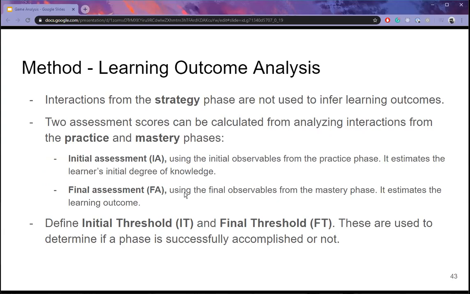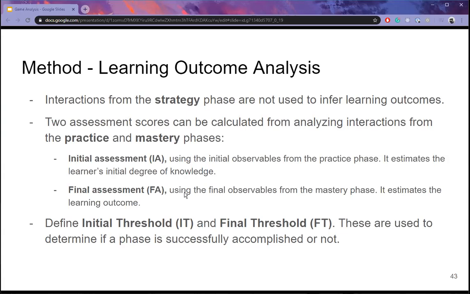Learning outcome analysis. So how are they doing this? They're doing it by using assessment points from the practice and mastery phases. The interactions from the introduction phase are not used in inferring learning outcomes, because that's the part where the user has just been introduced to the learning goals. So there's nothing to see there. In the initial assessment, they use the initial observables from the practice phase, and this gives an estimate of the learner's initial degree of knowledge, meaning what knowledge they possess before starting to play. A high value would indicate that the player already knows this before they play the game, while a low value would mean the opposite.